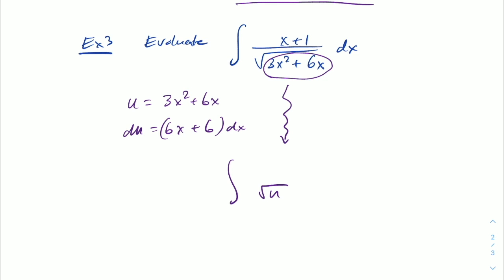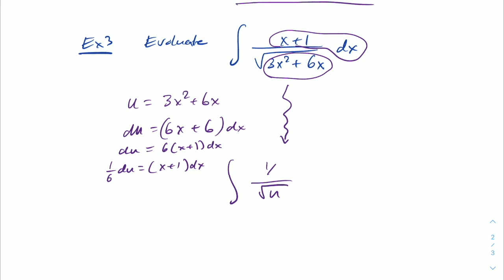If you look carefully at this, you can see that the 6 factors out. And then we can divide by that 6, or multiply by 1/6, and we'll get 1/6 du is x plus 1 dx. And that's exactly what's left over here. So then I'll get 1/6 du in the place of x plus 1 dx. That 1/6 is just a coefficient. I'm going to bring it out front, and I'm going to rewrite that 1 over the square root of u as u to the negative 1/2.